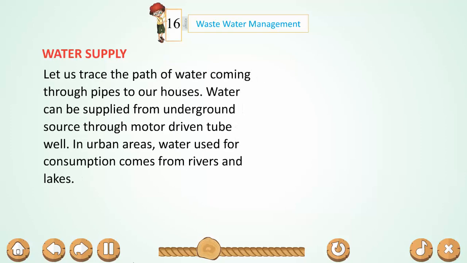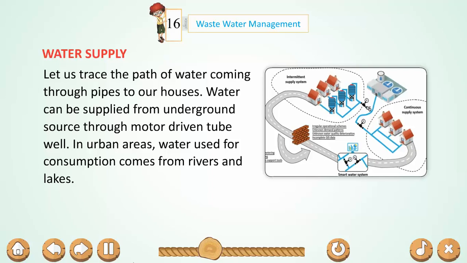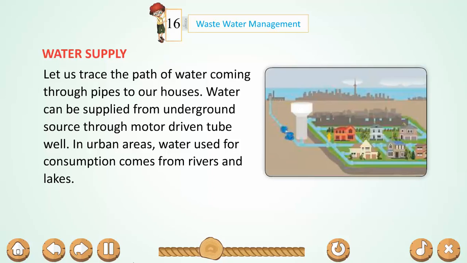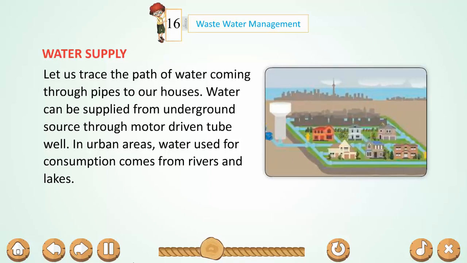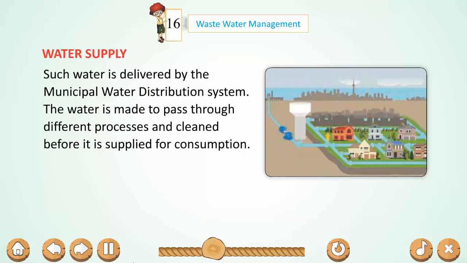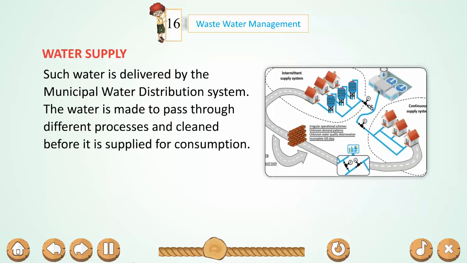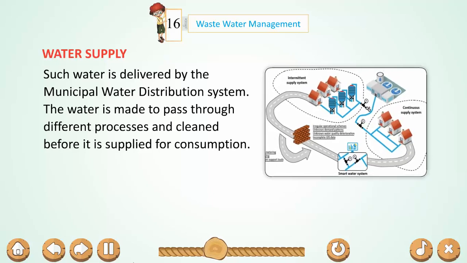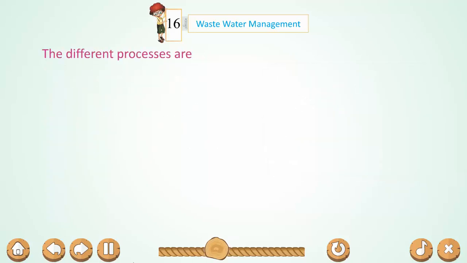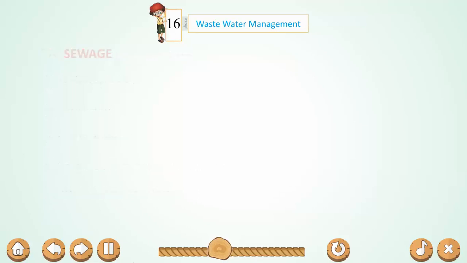Water supply. Let us trace the path of water coming through pipes to a house. Water can be supplied from an underground source through motor-driven tube wells. In urban areas, water used for consumption comes from rivers and lakes. Such water is delivered by the municipal water distribution system. The water is made to pass through different processes and cleaned before it is supplied for consumption. The different processes are sedimentation, filtration, chlorination, storage in overhead tank, distribution to houses.